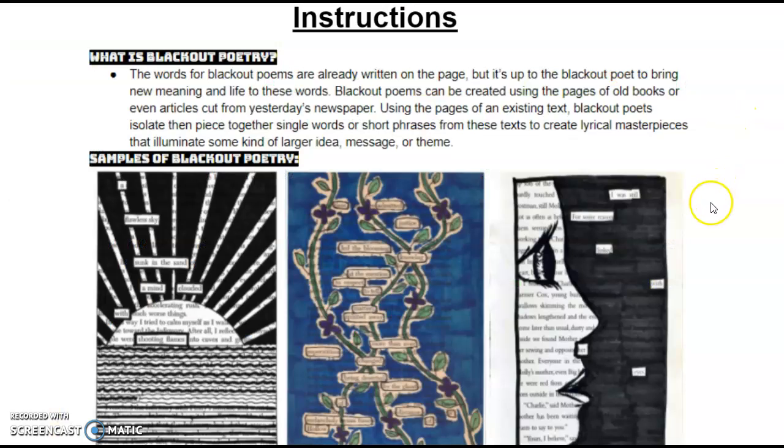So a blackout poem is simply you taking a page out of the novel itself, you look for anchor words, and you start to create your poem based on that page. Now, you can do this digitally, or you can print out one of the pages from the PDF provided and then begin your poem in this format. And these are just examples of previous blackout poems.